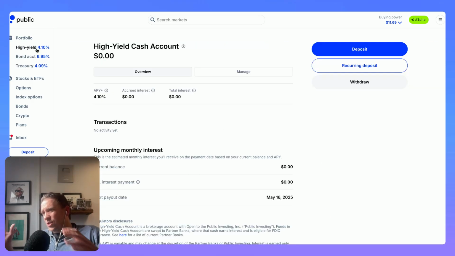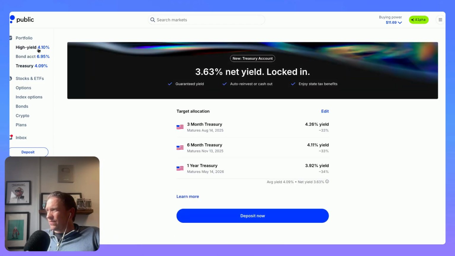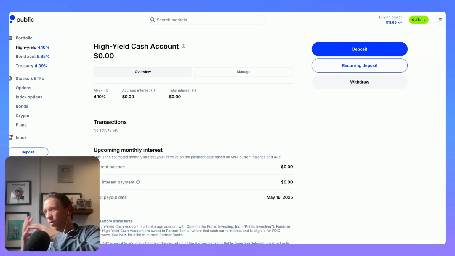So what this is showing you is that when you have your public account, at any point in time you can access this level of interest. So 4%, that means 4% on your money per year. If I put $100 into this high yield account, I would get $4 every year, but you can scale that up. If you put in $1,000,000, you would get $40,000 every year just for using their high yield account.